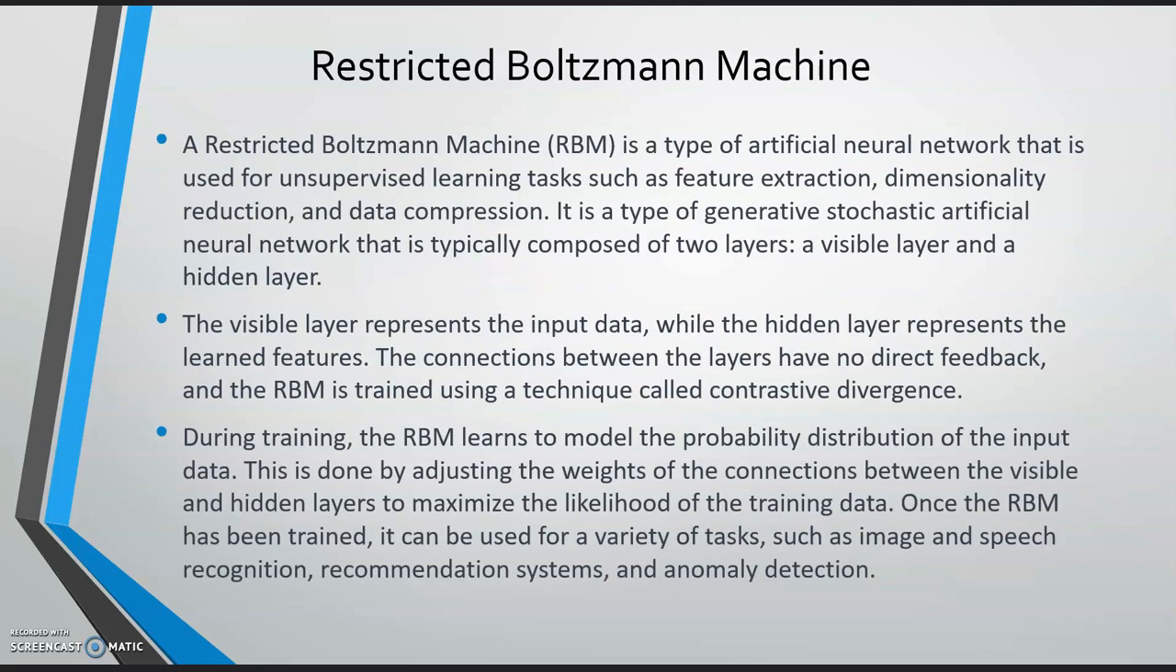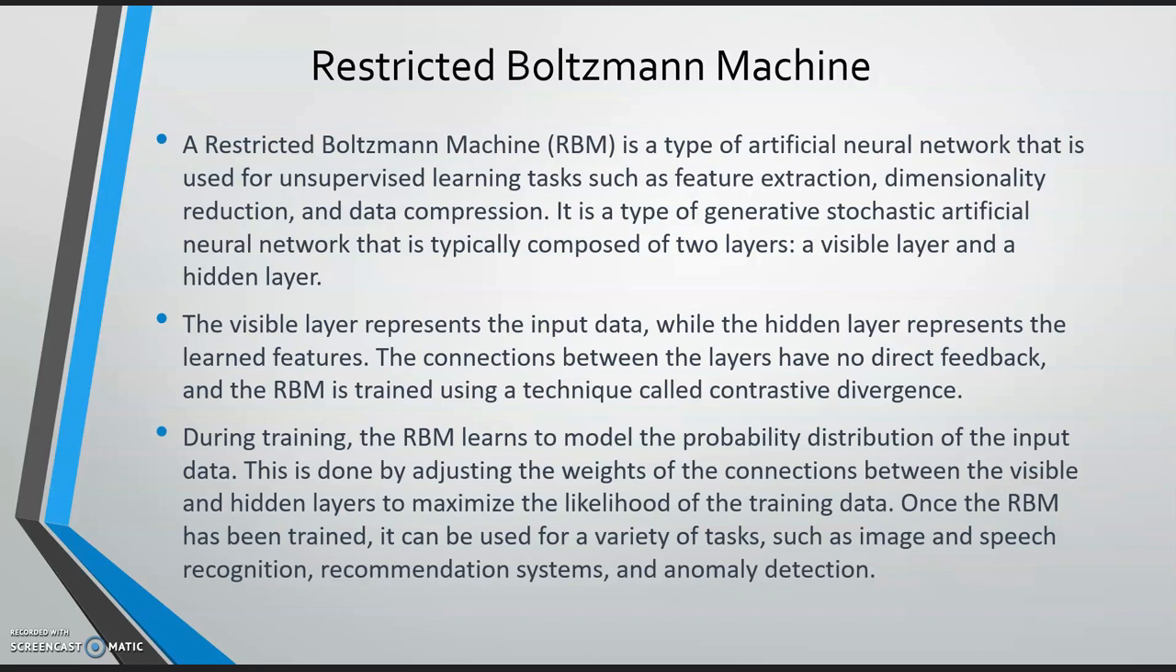Next comes restricted Boltzmann machine, which is RBM. It is also a type of artificial neural network that is used for unsupervised learning tasks such as feature extraction, dimensionality reduction, and data compression. It is a type of generative stochastic artificial neural network that is typically composed of two layers, a visible layer and a hidden layer. The visible layer represents the input data, whereas the hidden layer represents the learned features.